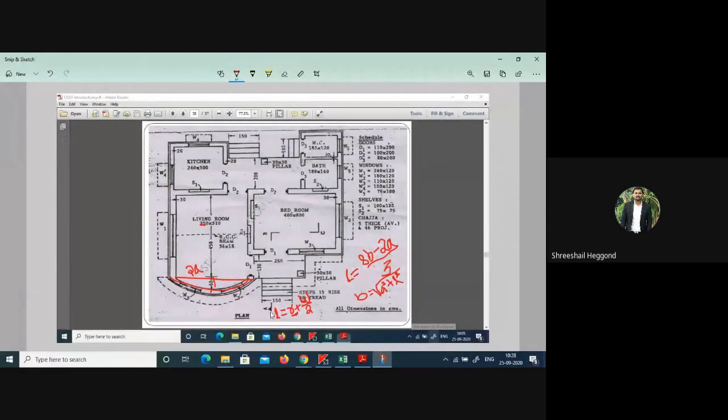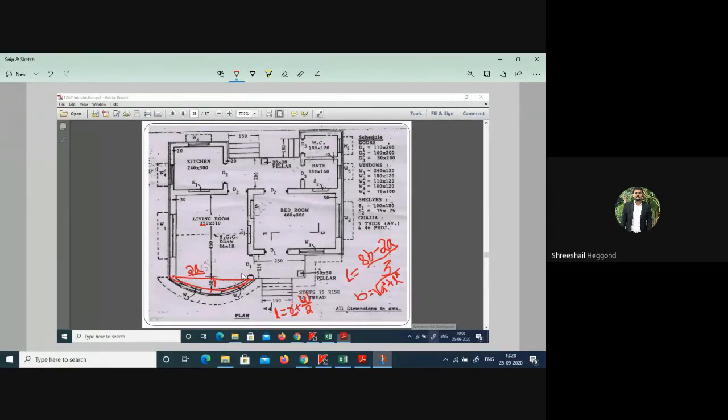R is rise, that is 60 centimeter, given in the figure. And W divided by 2 is wall thickness divided by 2. And a is the horizontal distance of one side.